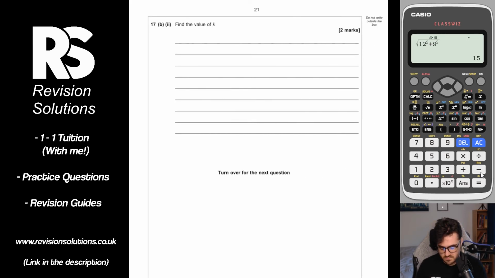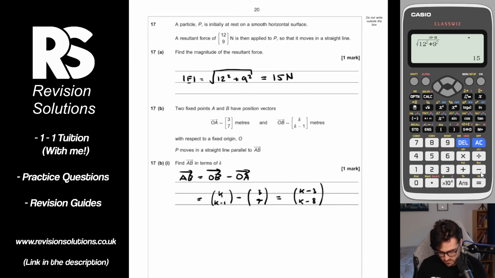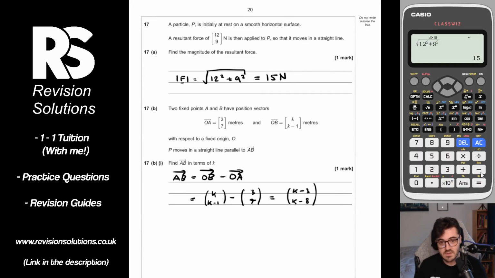Then for part 2, it says find the value of k. So let's go back and reevaluate what we know. The piece of information we were given is that P moves in a straight line parallel to AB. And let's remind ourselves how P moves. A particle P is initially at rest, so it starts at rest and then it starts to accelerate after this force is applied. If it moves parallel to this line AB, then the acceleration is going to have to also be parallel to AB in order for the movement to be parallel to AB, and the velocity afterwards.